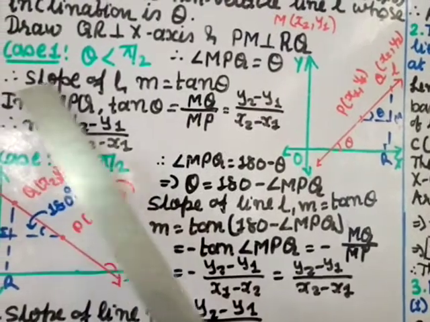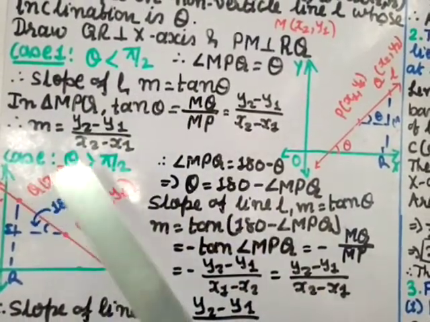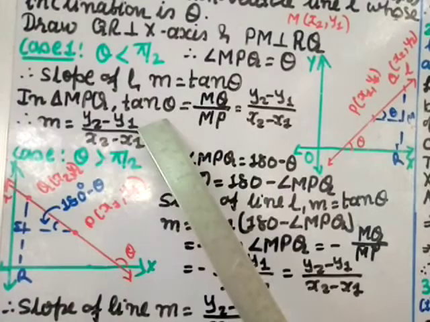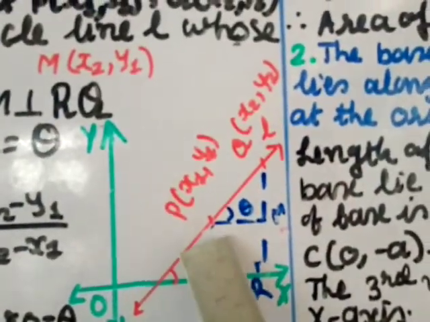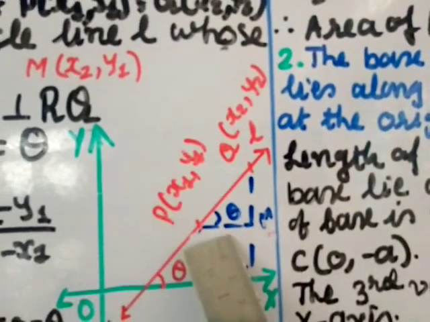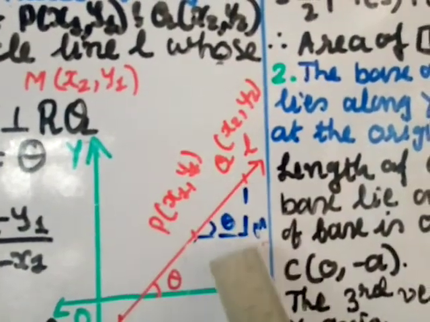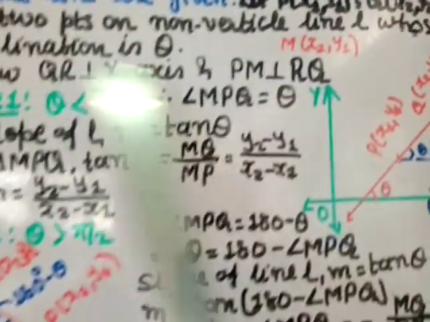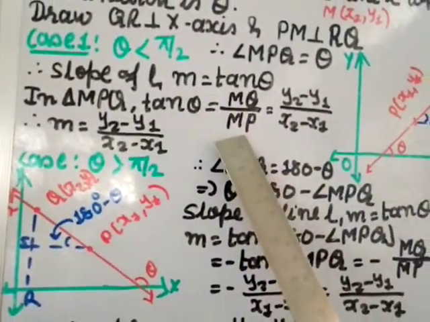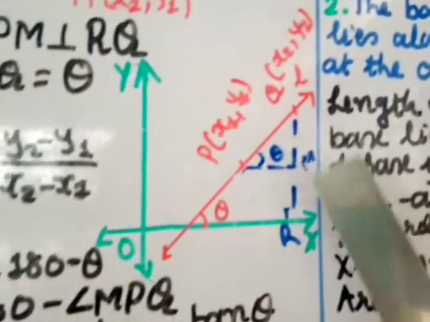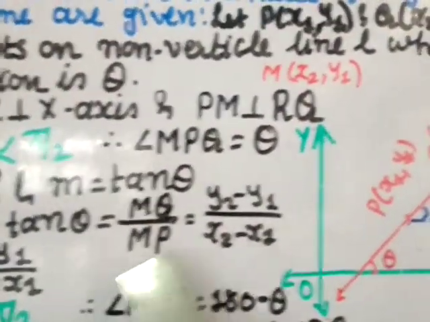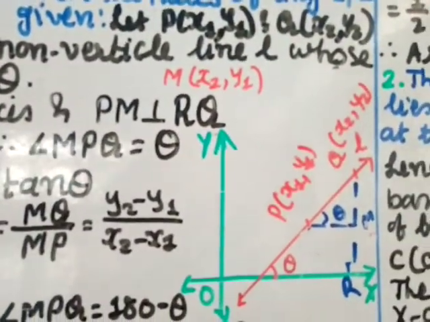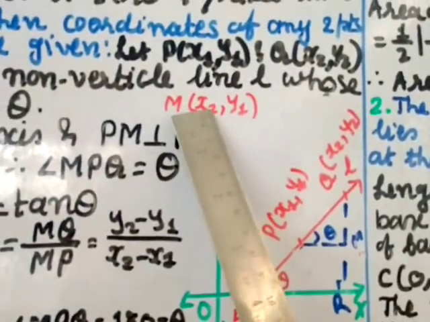Now by definition, slope of line L, m, is equal to tan theta. In triangle MPQ, tan theta. So in this triangle apply tan theta, the trigonometric ratio. So tan theta is equal to opposite side divided by adjacent side. So opposite side is MQ divided by adjacent side is MP. Okay, so I apply here tan theta is equal to MQ by MP. So MQ distance will be the difference of the y coordinates, so y2 minus y1, that is the MQ, and MP distance will be the difference of the x coordinates, that is x2 minus x1.